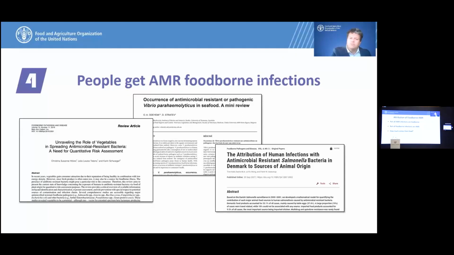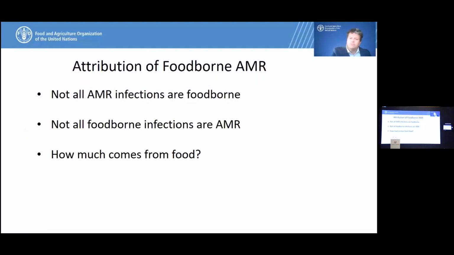So a little caveat: I gave you some numbers here, which are quite high and astounding, but you must keep in mind that not all antimicrobial resistant infections are from foodborne sources. And also that not all foodborne infections are antimicrobial resistant. So how much of this actually comes from food? That's a really good question. Unfortunately, we really don't have a good answer for you. And in fact, it probably depends.